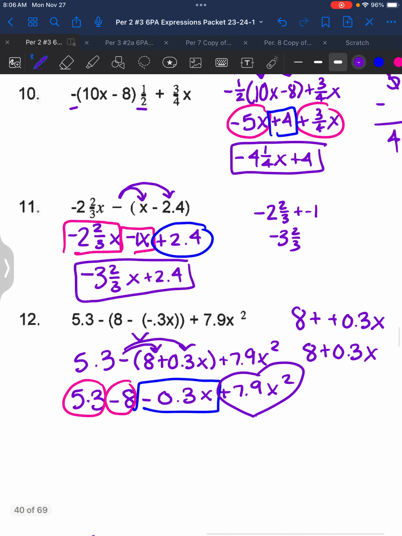For my order, I need to have my exponents start with my biggest one. So 7.9x squared is going to go first because x squared has a higher exponent than x. Next, I'm going to drop down my x term. Can't combine those because x squared and x are not like terms. Finally, I have one step of math to do with the 5.3 and the negative 8. I have to subtract to get 2.7, and then 8 is bigger, so it's a negative answer.